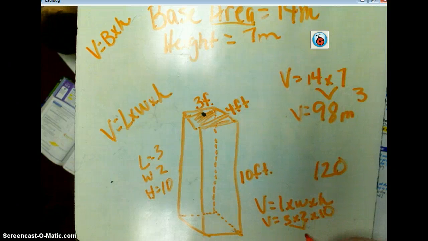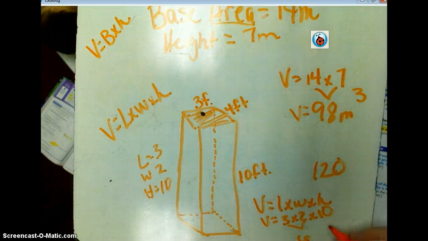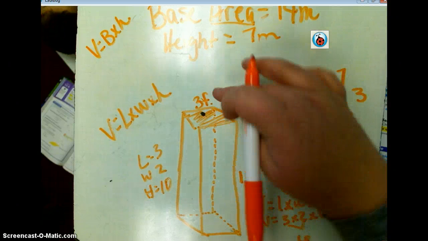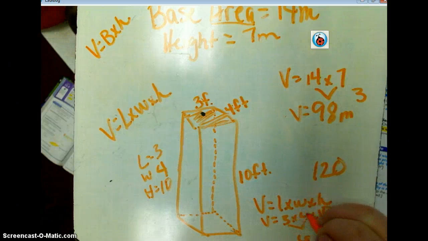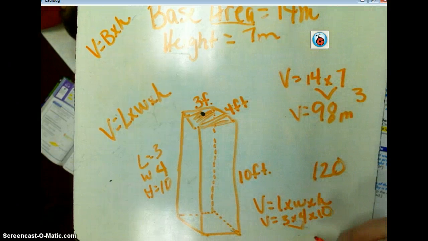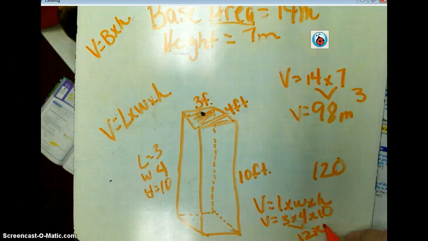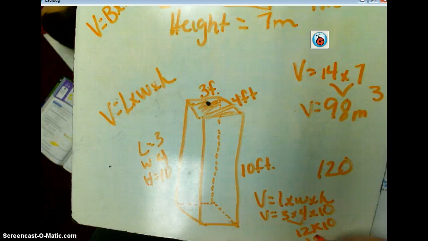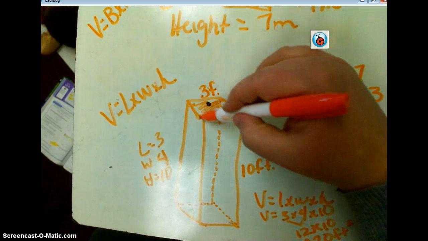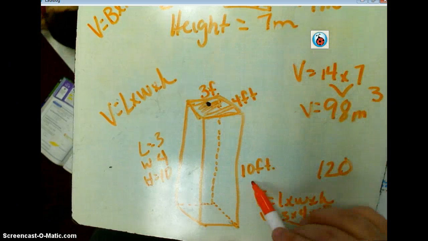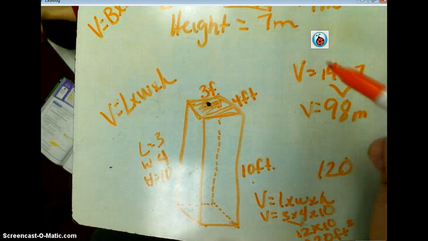3 times 2 is? Oh, duh, because that's 4, not 2. 3 times 4 is? 12 times 10. Feet cubed. So that's just a quick one to prove to you, no matter if you do the base, the area of the base, times the height, or if you do length times width.